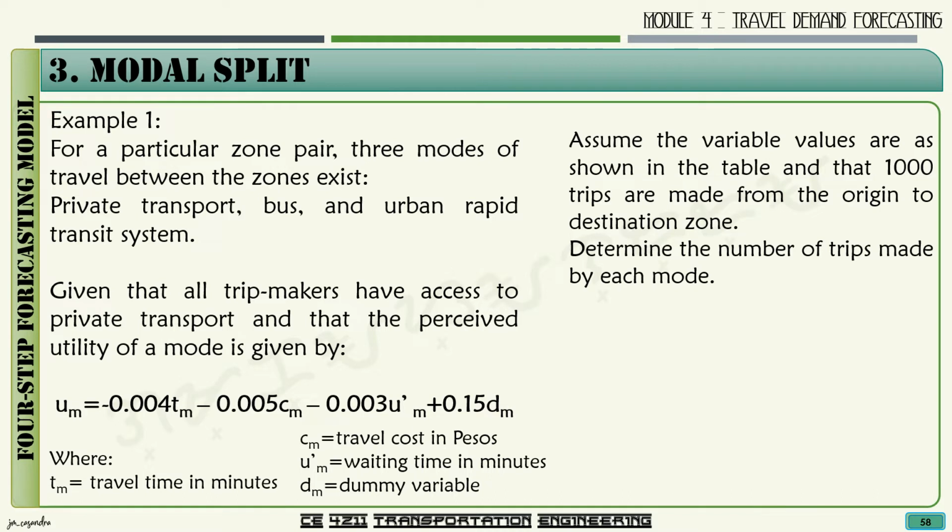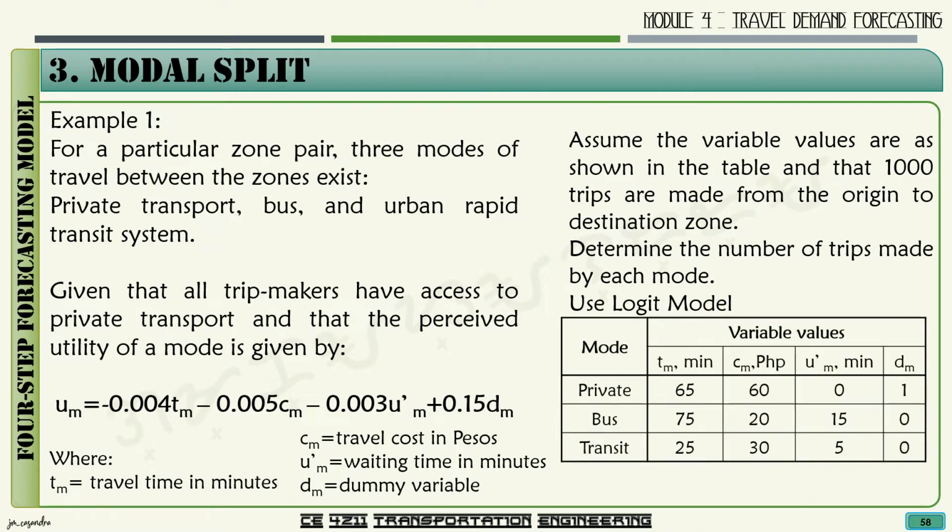So let's assume that the variable values are as shown and that there are 1,000 trips to be made from the origin to the destination zone. Let's determine the number of trips made by each mode using the logit model. So we have here the table for the values.